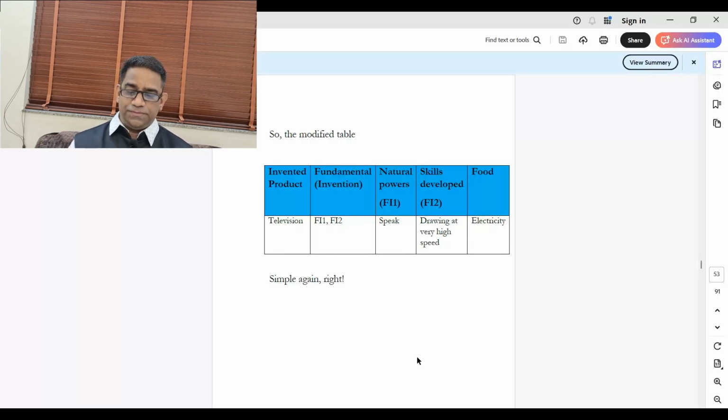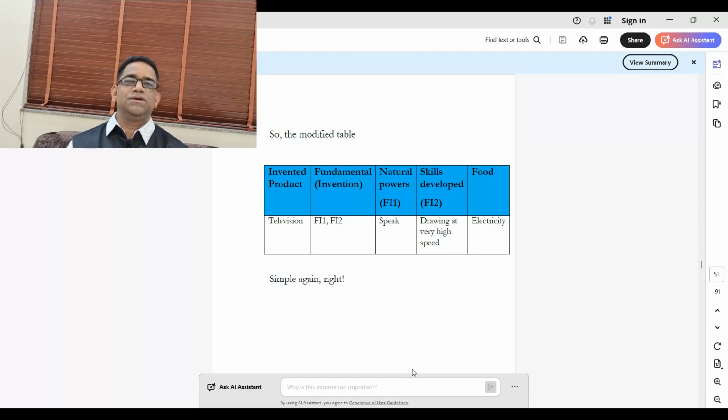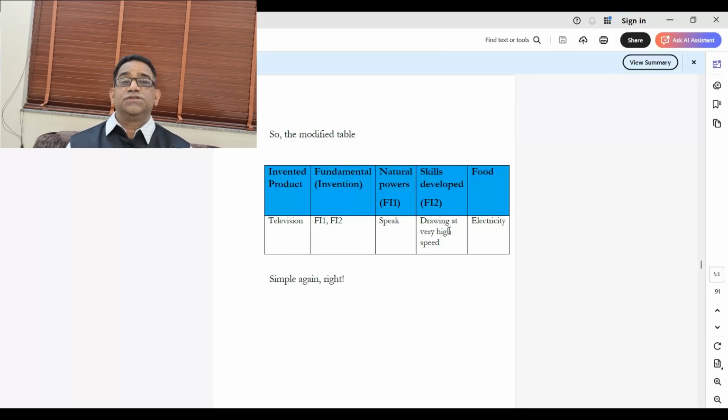Okay, so the modified table you can see here: invented product, television; fundamental, combination of two, FI1 and FI2. We understood. Natural power: it has the power to speak, meaning it is able to speak in the voice of those people who are doing something, recording their voice and then speaking for us. Okay, and skills developed or inspired by drawing the images of a big number of objects also within milliseconds. So we are getting the impression as if we are there physically where the event is taking place. Okay, simple again, right? Good.